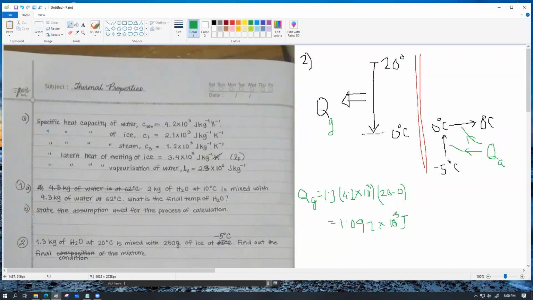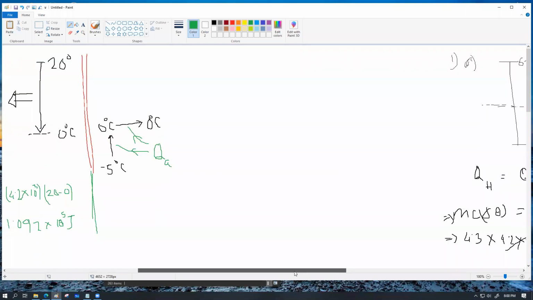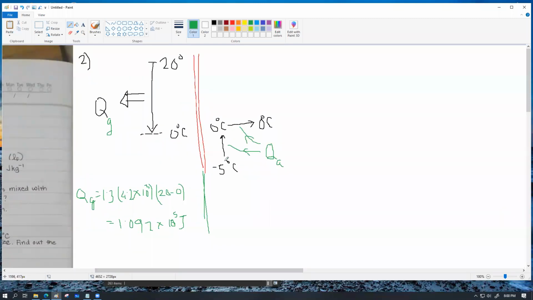So this means for the process of 20 degrees Celsius of hot water to cool down to 0 degrees Celsius water, this hot water can give up a maximum of this much energy. Now we're gonna try and calculate how much is the total energy that could be absorbed by the cold water by these two processes. Now, important for you to understand that in this case, first the ice has to increase its temperature from -5 to 0.